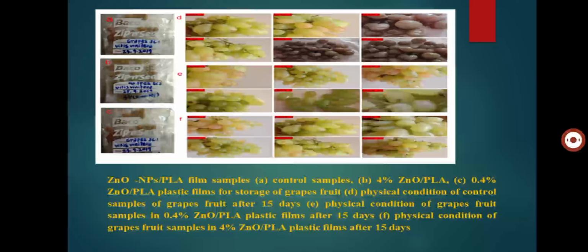Here are the sample controls, 4% and 0.4%, basically plastic film for the storage of grapes. The physical condition of the grapes after 15 days, and the physical condition and appearance with the 4% and 0.4%.